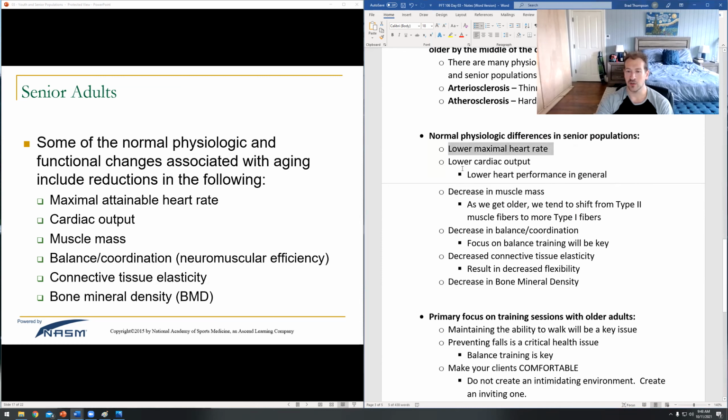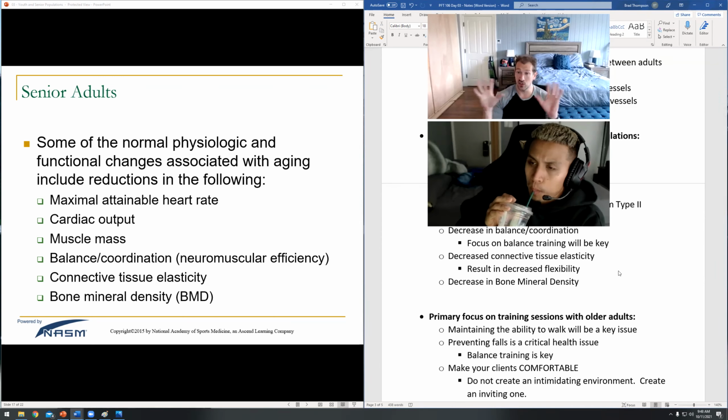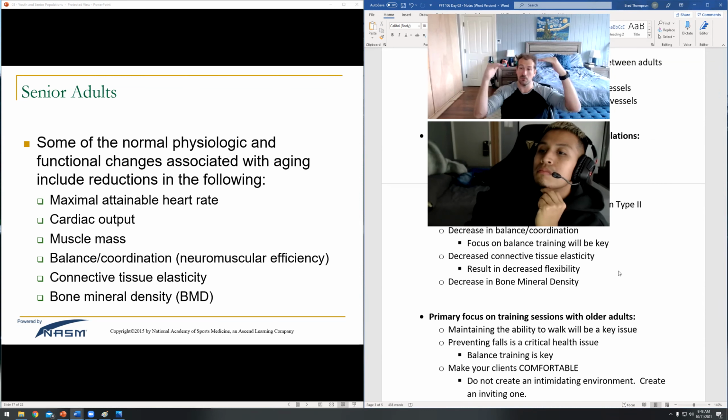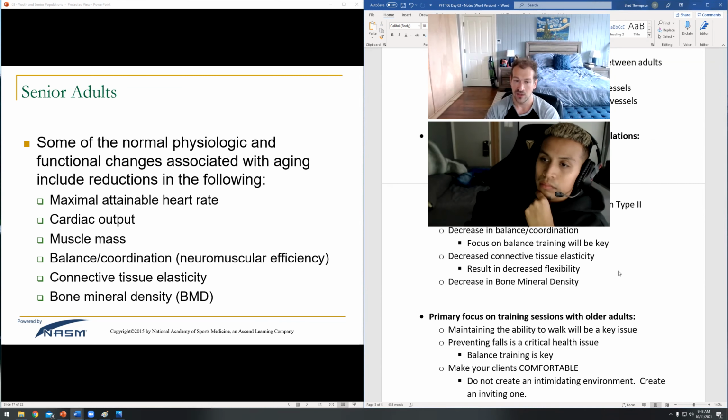So lower max heart rate and then lower cardiac output. Cardiac output is the overall output of your heart. It's the function of your heart, and it's two different components. It's your stroke volume, which is the volume of blood per beat. If your heart is weaker, less blood's going to move through your heart per beat. And then the other one is your heart rate, which we know is going to come down. So when both of those things come down, the overall performance of your heart is going to be less. There's just less blood running through my heart now than there was when I was younger.